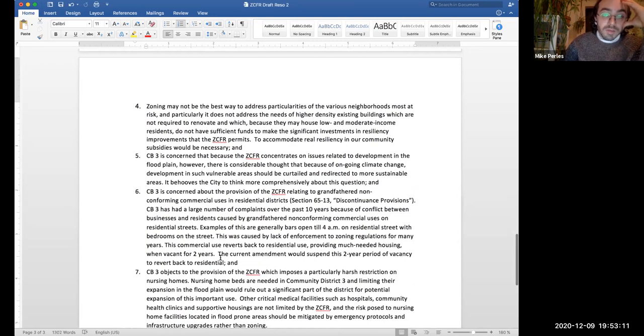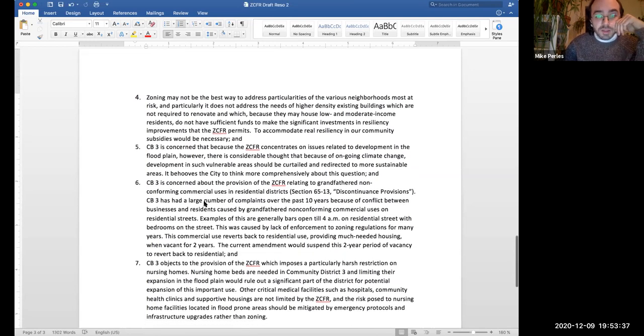And particularly, it does not address the needs of higher density existing buildings, which are not required to renovate and which, because they may house low and moderate income residents, do not have sufficient funds to make the significant investments in resiliency improvements that the ZCFR permits. To accommodate real resiliency in our communities, subsidies would be necessary.